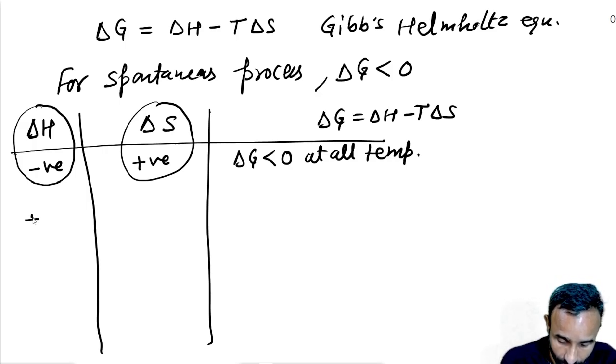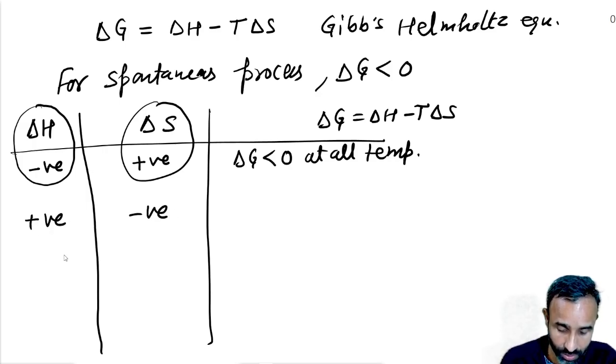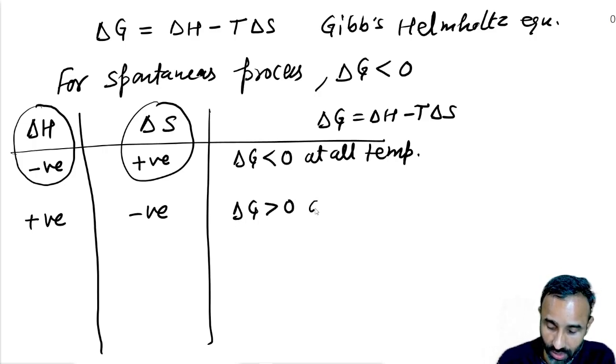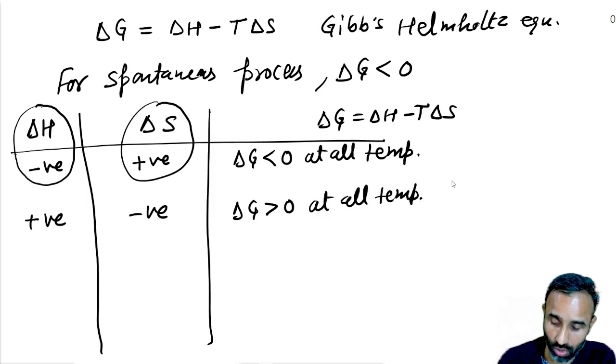And if we have just the opposite, meaning an increase in enthalpy and a decrease in entropy, in that case delta G is greater than 0 at all temperatures. So such a process is always non-spontaneous.